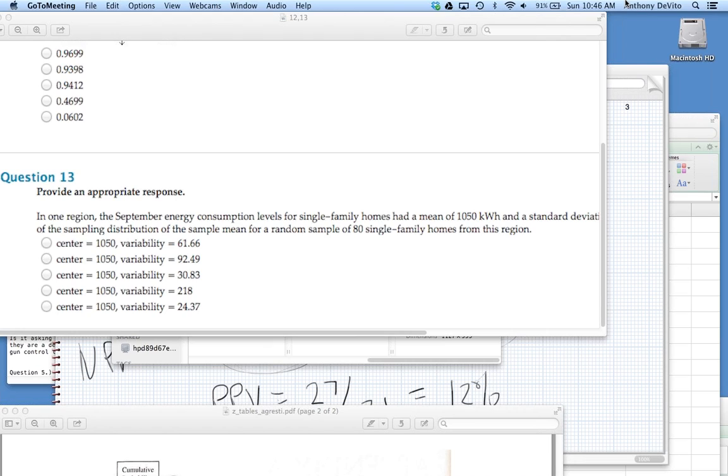But I think for the most part, when somebody asks you what's the variability of this population, they're not going to be expecting you to give them the variance. They're probably going to be expecting you to give them the standard deviation, because it's a much more useful tool for determining probabilities and so on and so forth.